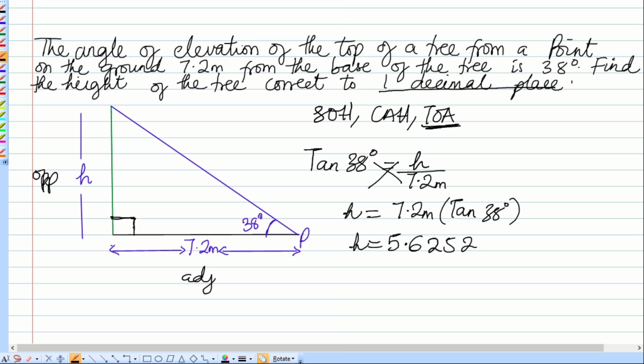Don't forget, we are asked to correct to one decimal place. So one decimal place means we just want to have only one number after the decimal point. So that will be 6. After 6, we have 2. 2 is not up to 5, so we round 6 down.